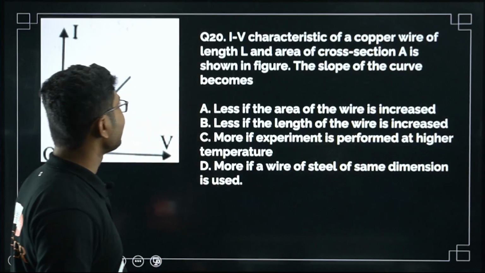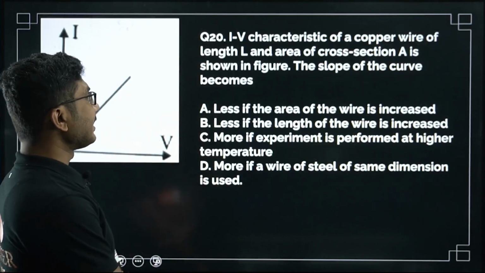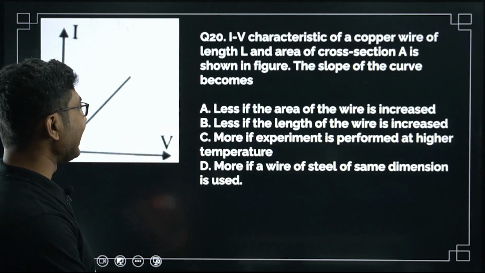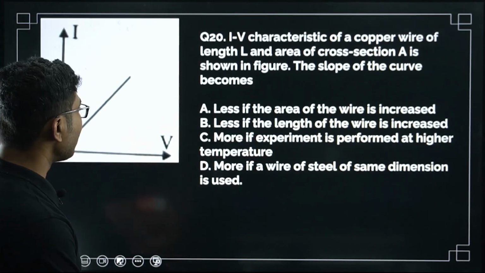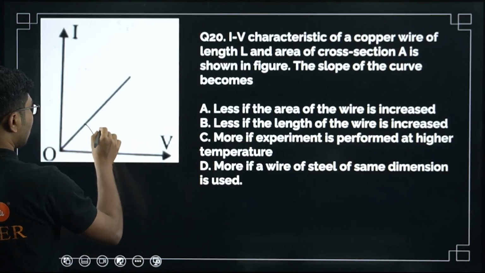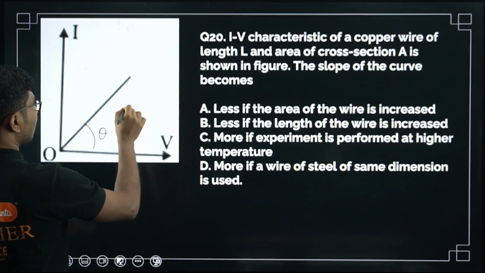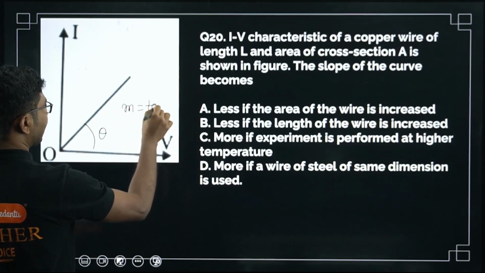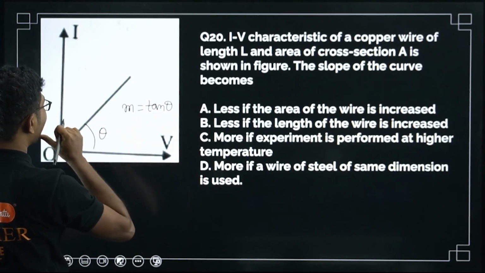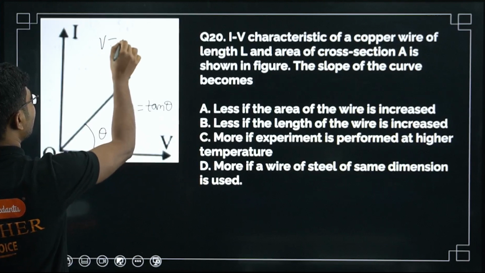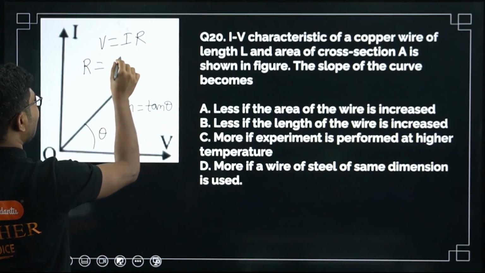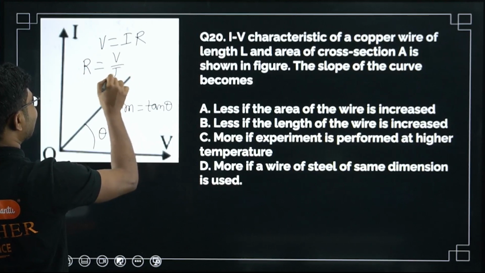Okay, now next question. IV characteristics of a copper wire of length L and area of cross section A is shown in the figure. The slope of the curve becomes. Now they have asked you about the slope of this curve. Slope of this curve means if this angle is theta, then slope is m equals tan theta. And if this is an I versus V graph, we know that V equals IR. So resistance is basically V by I, right?